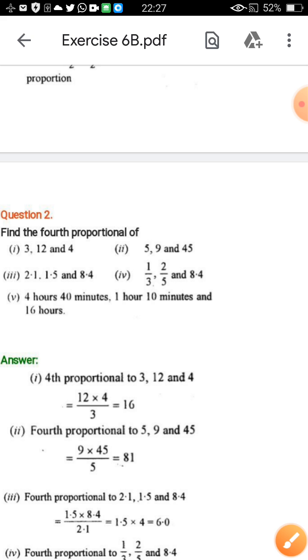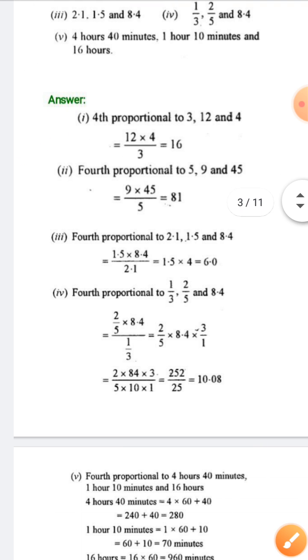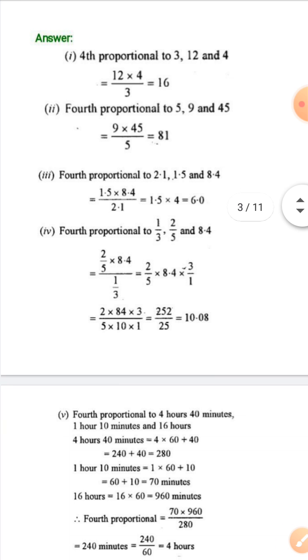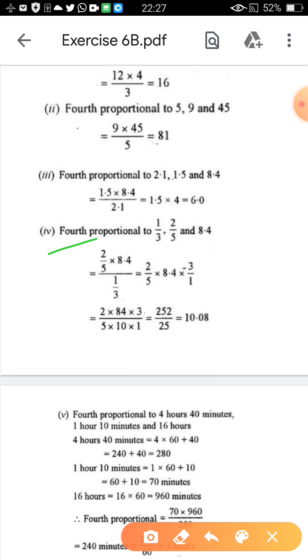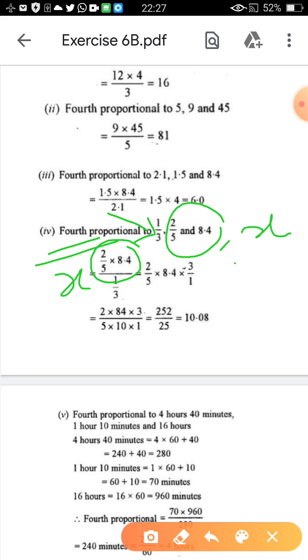Okay, then see another example, which is somewhat different. I am taking here the fourth proportional to 1 upon 3, 2 upon 5 and 8.4. Okay, we have to find that. If you want, you can write it as x, or you can write it in a sentence also. So x is equal to, we have to multiply the middle one, then divide by the first quantity.